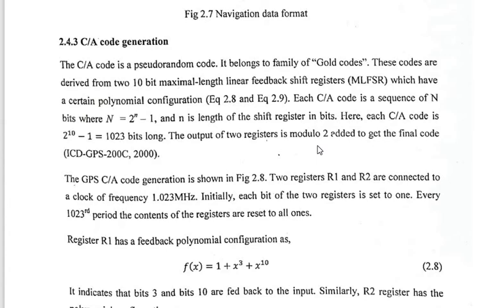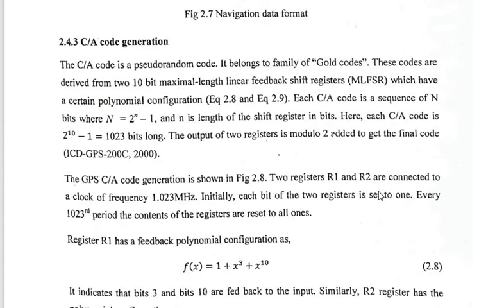So in GPS, C/A code generation is done using two registers, R1 and R2, which are connected to a clock frequency of 1.023 megahertz. Initially each bit of the two registers is set to 1. So what is the value we will be getting? R1 and R2 in the initial stage will be set to 1.